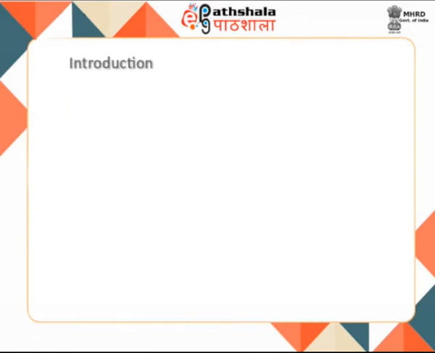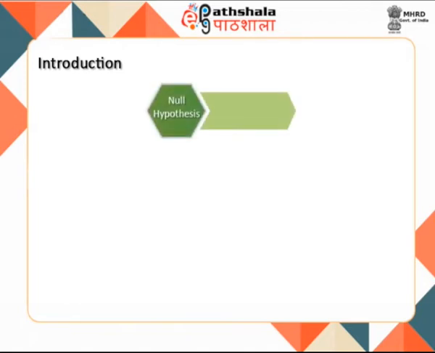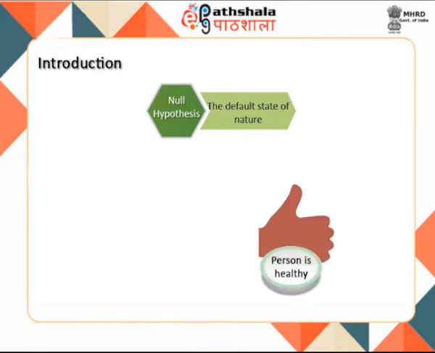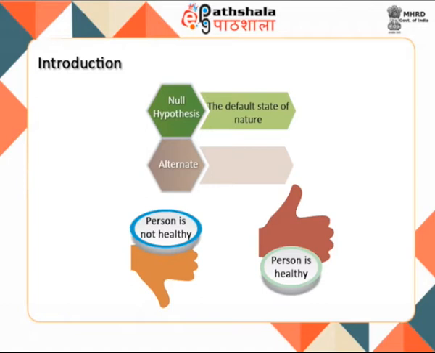The notion of statistical error is an integral part of hypothesis testing. The test requires an unambiguous statement of a null hypothesis, which usually corresponds to a default state of nature. For example, this person is healthy. An alternative hypothesis is the negation of the null hypothesis. For example, this person is not healthy.